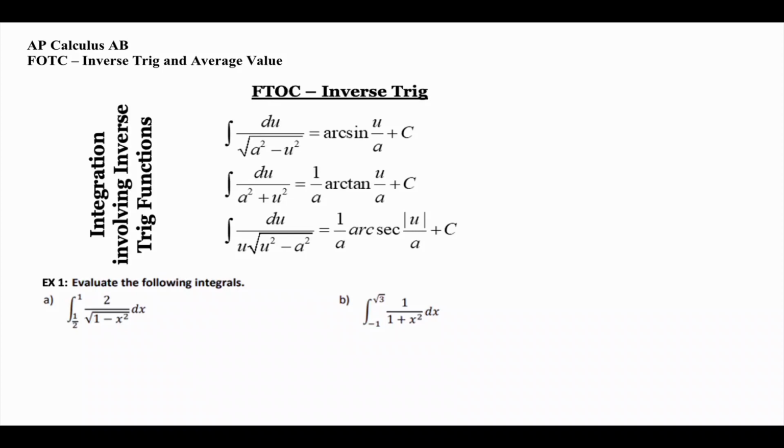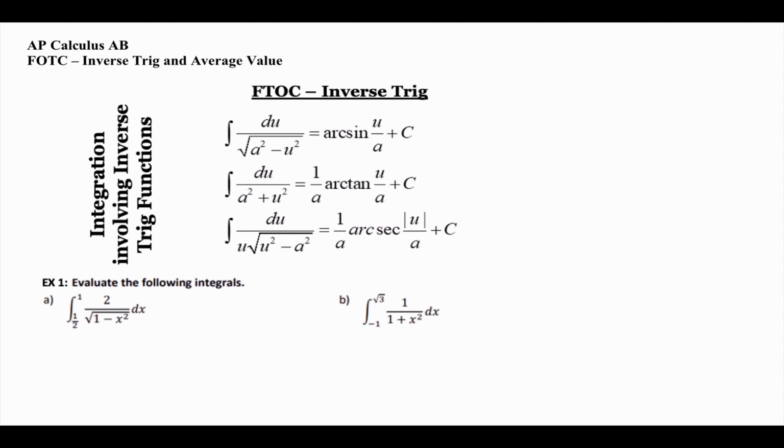Okay, so just like inverse trig we had for derivatives, right? You had a list of inverse trig for derivatives. We have it also for antiderivatives, for integration, integrals. The nice thing about integration is we only deal with three. With derivatives, you had arc sine, arc cosine, arc secant, arc tangent, arc cotangent, arc cosecant. You had all six of them. With antiderivatives, we only focus on three. Arc sine, arc tangent, arc secant. Those are the three that we focus on.